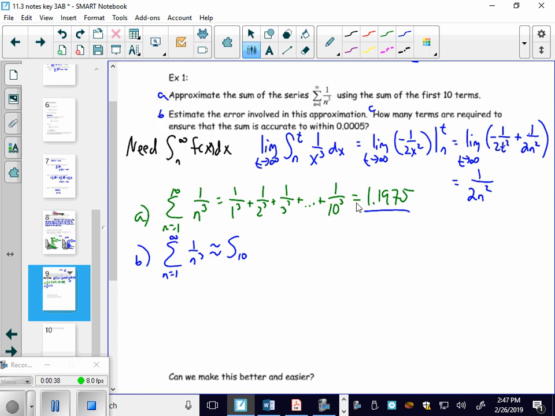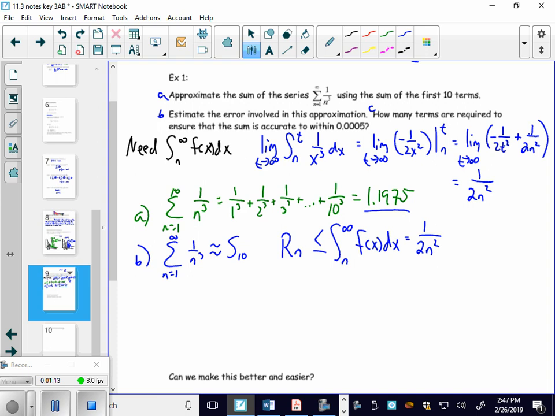The remainder of the first so many terms, n terms, by definition is less than the integral from n to infinity of f of x dx. And that's why we had to find, up in the top there, that remainder formula, which we got was 1 over 2n squared. That was the integral from n to infinity. So our remainder has to be less than that.